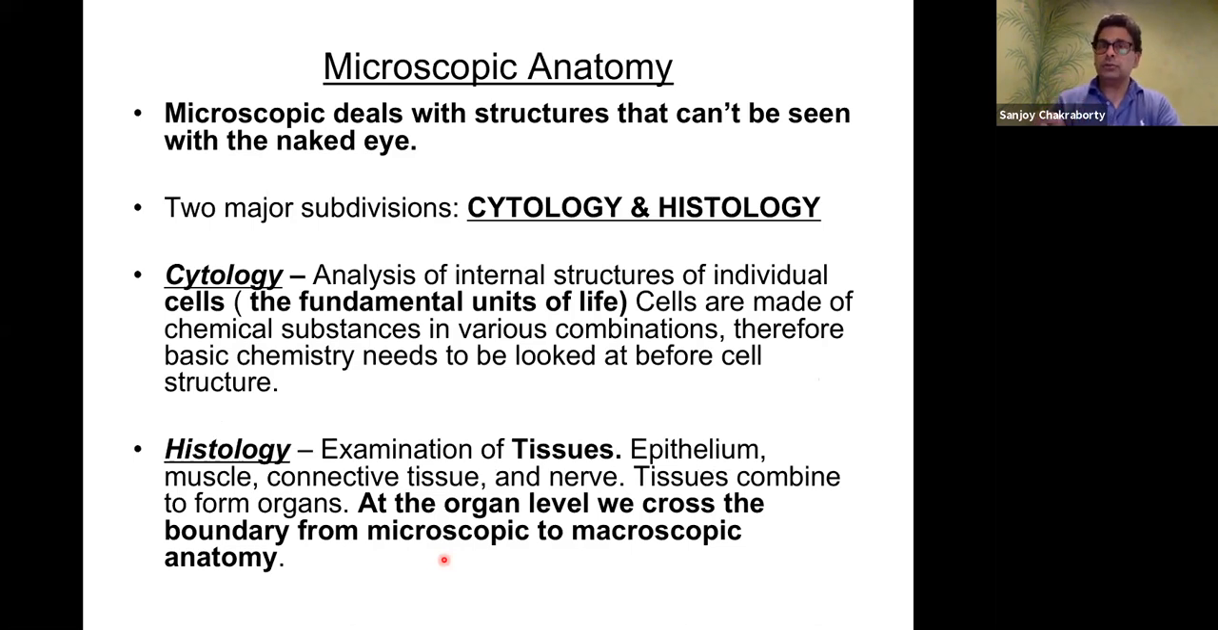Microscopic means with the microscope. Now, when you're looking at microscopic anatomy, pay attention, this is very simple. Either you're looking at a cell or you're looking at a group of cells, which is tissue. If you're looking at one single cell, we call that cytology. So study of cell, cytology. C-Y-T, cyte means cell. So study of cell, cytology.